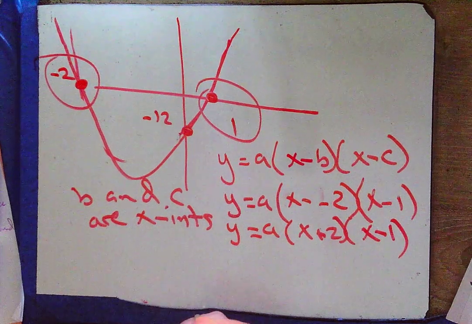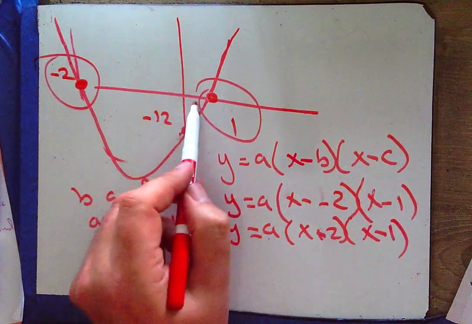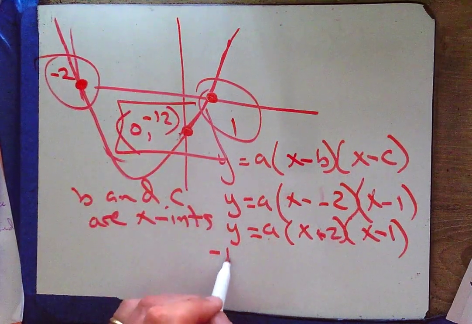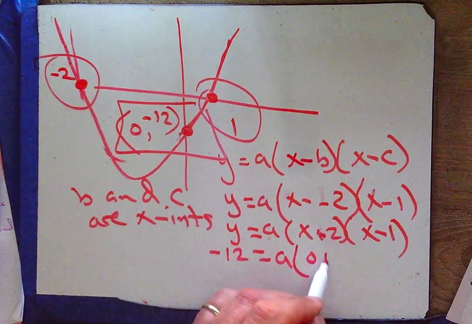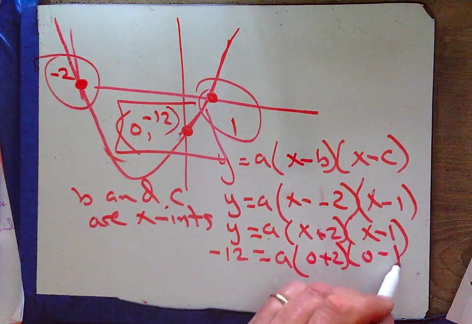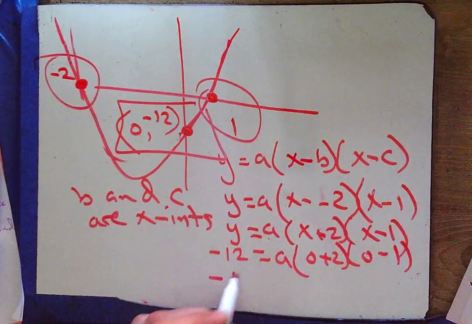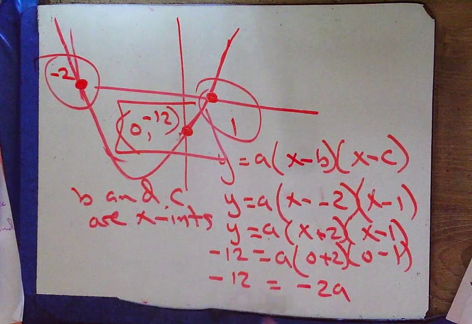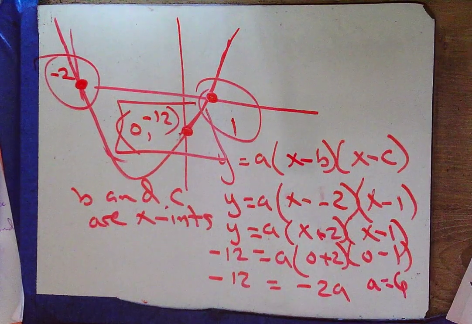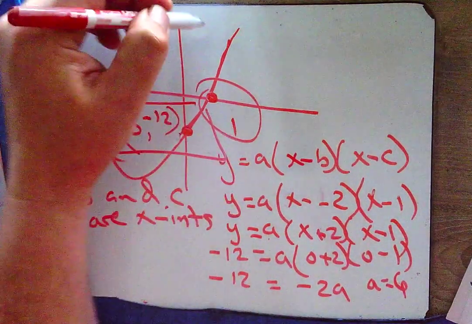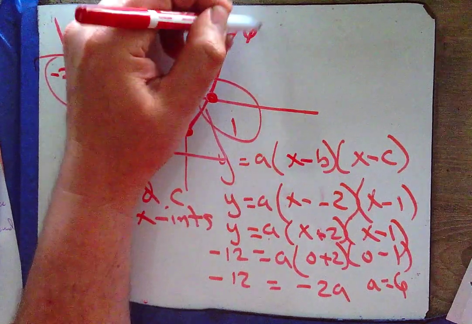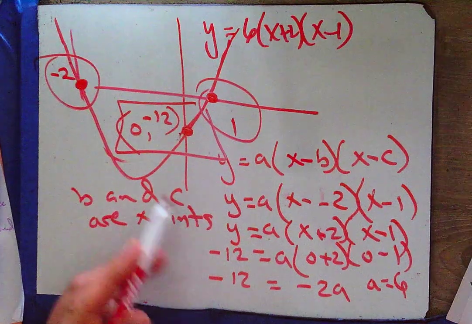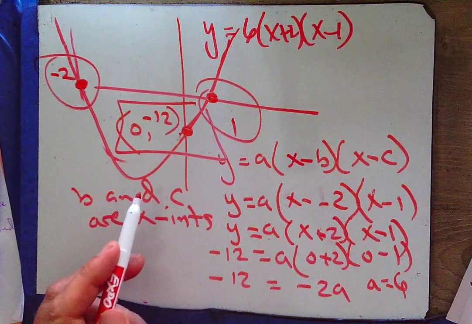Are we done? Nope, we still need to solve for a, and that's why we're given the y-intercept. One additional point. Negative 12 equals a, 0 plus 2, 0 minus 1, and so I get negative 12 equals negative 2a. When I divide both sides by negative 2, I get that a equals 6. So what's our equation? Y equals 6, x plus 2, x minus 1. There's the equation for that parabola, okay?